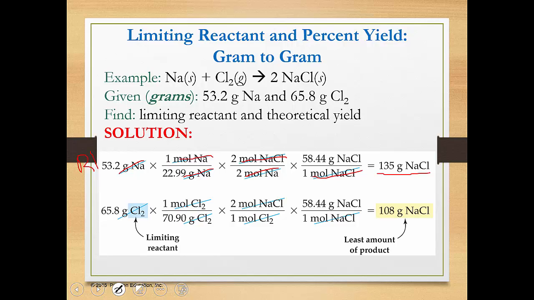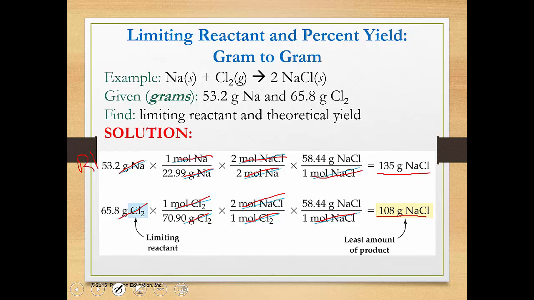I do the same thing for the chlorine. So cancel out grams of chlorine. Then I cancel out moles of chlorine. Moles of sodium chloride leaves me with grams. And I find 108 grams, which is smaller. So the chlorine, again, even though it's the higher mass, is going to give me less product.